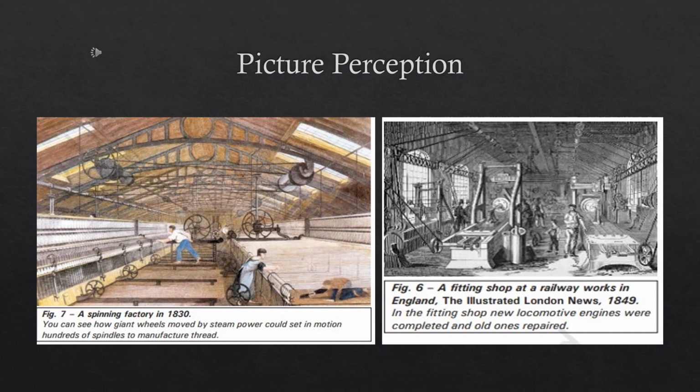The second one, you can see a fitting shop at a railway works in England, The Illustrated London News, 1849. In the fitting shop, new locomotives, train engines, were completed and old ones repaired. So you can see here that by 1849, as we have already discussed about the emergence of railways, the repair work is going on here.